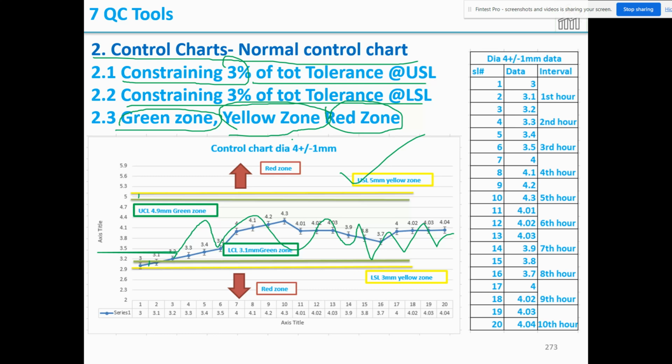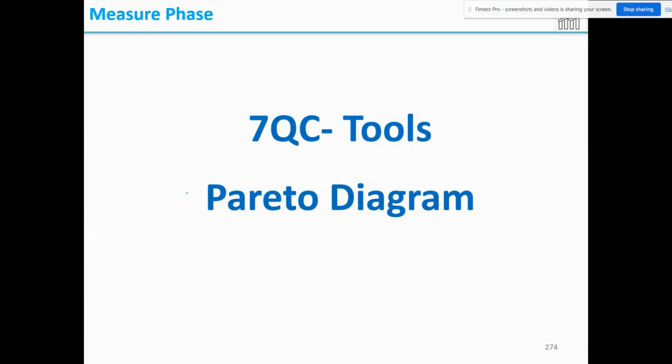So if you put the data in the Minitab, it gives a constrained one, whereas the tolerance that is allocated to us in the drawing, it is very, very difficult. Therefore, we can use 3 to 5% as constraining at the USL side and the lower side, and we can implement in the production. So that is about control charts. Now let us see Pareto diagram.